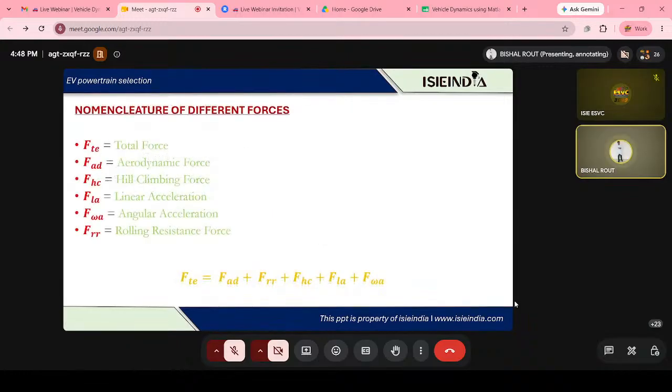Here all the terminologies are written. FT is not a total force; it's the tractive effort, which is the force generated by the traction unit of your vehicle. FAD is the aerodynamic drag force. FX is the hill climbing force. FLA is the linear acceleration force, and F omega is the angular acceleration force. And the last one, FRR, is the rolling resistance force. These all need to be added, and the combination is in Newtons. That much force, or greater, we need to apply from the motor. Only then can we generate the power through which our vehicle can propel.